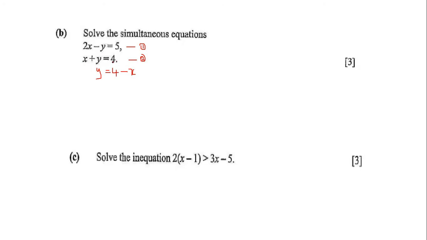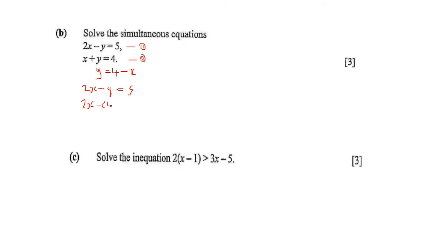Meaning, what we have done here, in the first equation we're going to substitute. So in the first equation, which is 2x minus y is equal to 5, instead of writing it like that, we are going to say 2x, then minus, where there is y, we put 4 minus x.